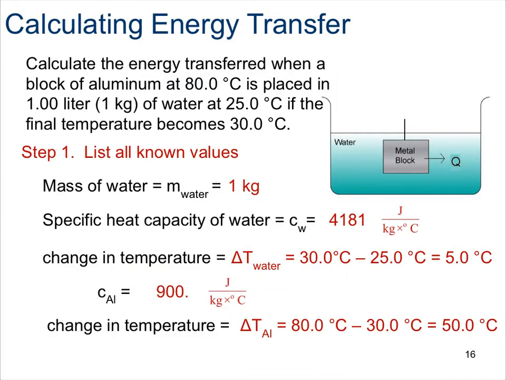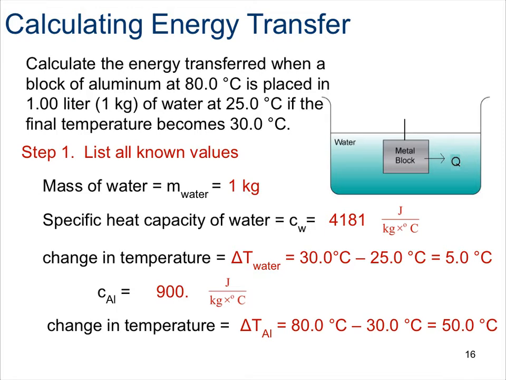Let's look at an example of calculating energy transfer. It says here in this problem, calculate the energy transferred when a block of aluminum at 80 degrees Celsius is placed in 1 kilogram or 1 liter of water at 25 degrees Celsius if the final temperature becomes 30 degrees Celsius. All right, so let's kind of visualize what's going on here.